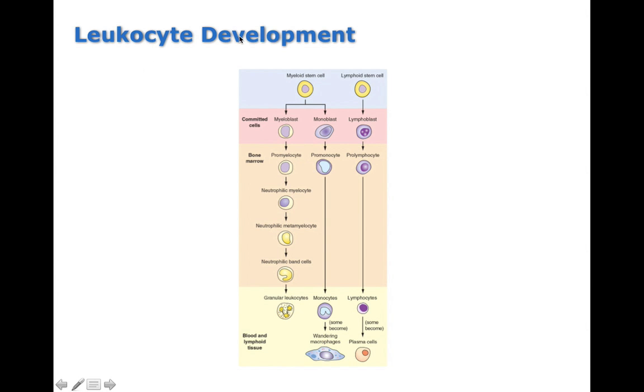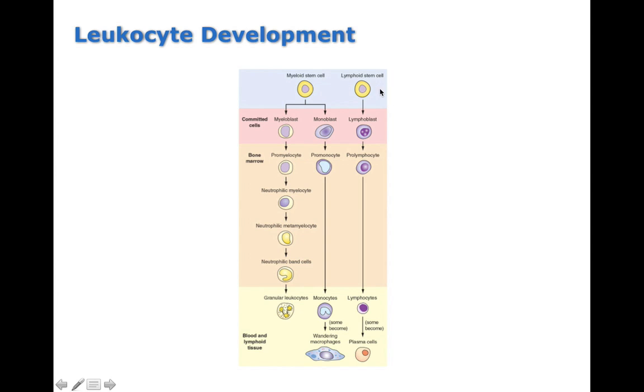So in terms of leukocyte development, we talked about how the myeloid and lymphoid stem cell lines give rise to different cell types. If you remember, the myeloid stem cell line gives rise to most of your blood cells, like most of your leukocytes, like the granulocytes, as well as your monocytes. But they can also give rise to other non-leukocyte blood cells, like red blood cells and platelets.